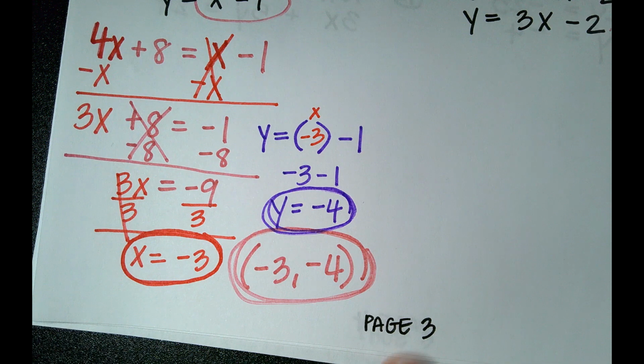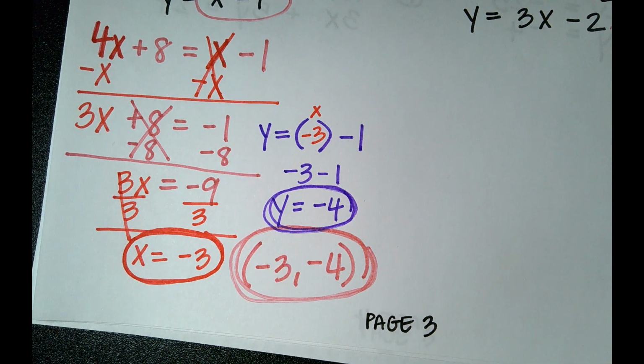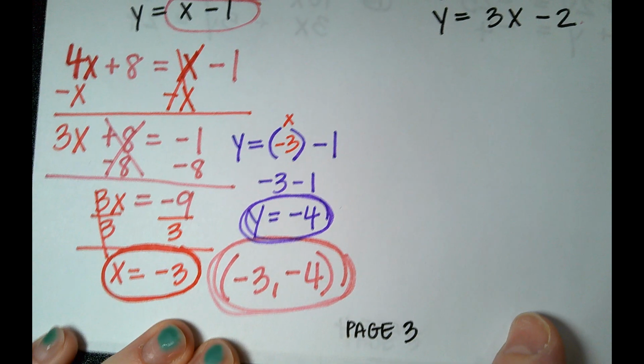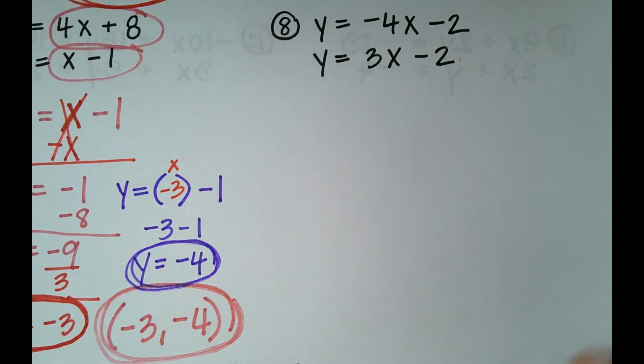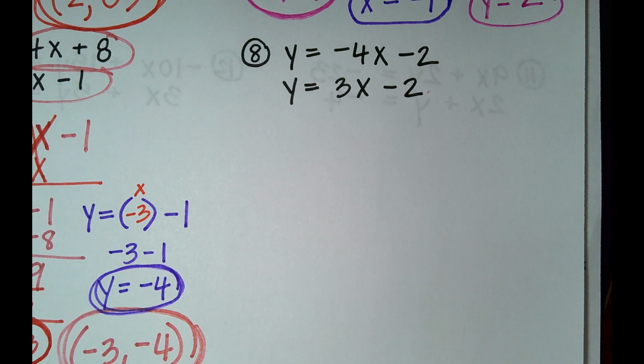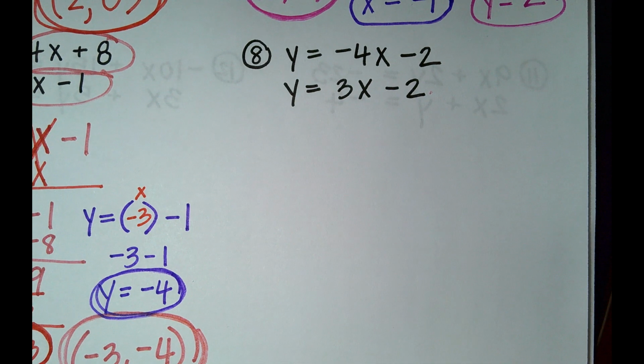So we got -3, -4. Back to it. Let's look at number 8 now. Last one with substitution. How am I going to start this problem?